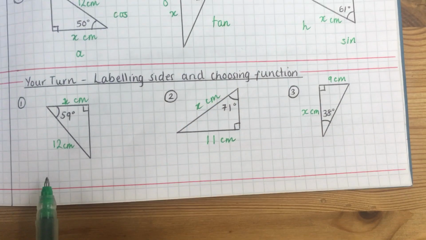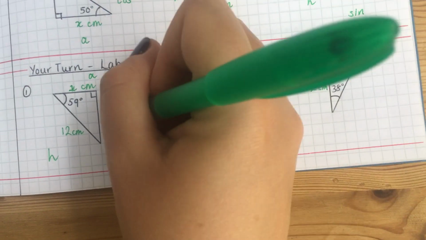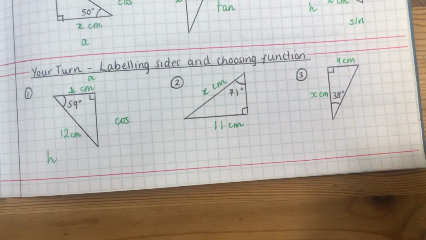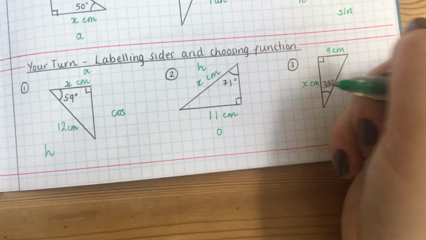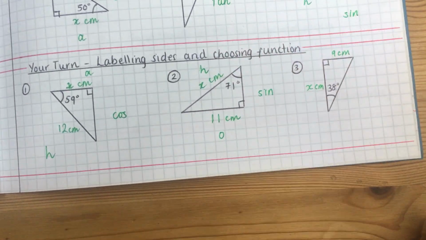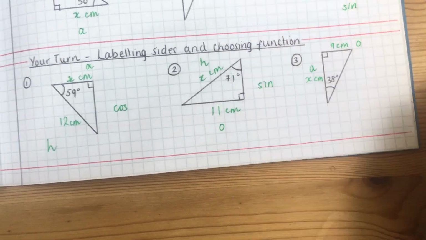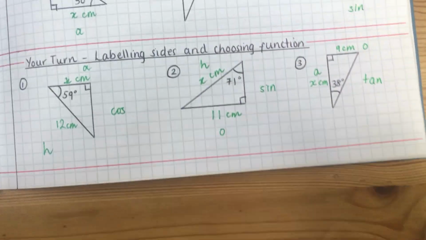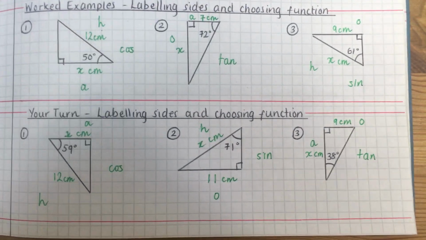So on this first triangle, 12 is the hypotenuse, x is the adjacent, so we're using cos. On this triangle, x is the hypotenuse, 11 is the opposite, so we're using sine. And on the last one, we've got x is the adjacent, 9 is the opposite, O and A, we're using tan. So make sure that you've labelled those correctly and chosen the correct function.